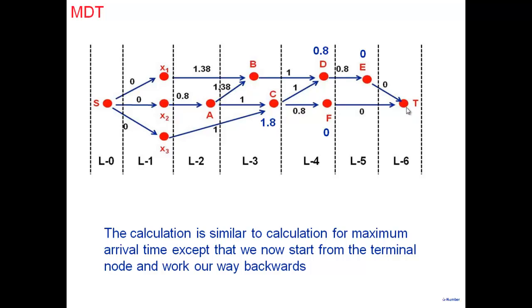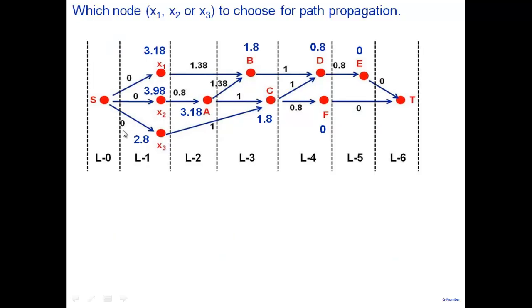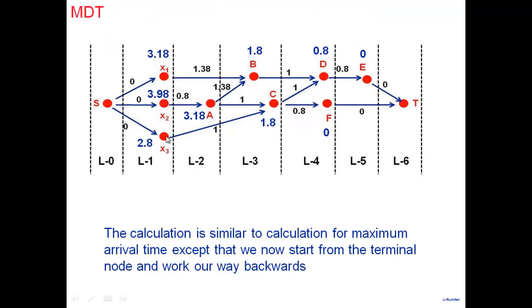So you start from here, from the terminal node, work your way backwards and compute all the, I hope the calculations are right. So you work your way backwards and you calculate the maximum delay at each particular node. So this number is available to you. 0, 0.8, 1.8, all these numbers at each node is available to you. Okay. So what is this? Maximum possible delay from B to T is 1.8. Maximum delay from A to T is 3.18. So all this information you generate and you have it available here.